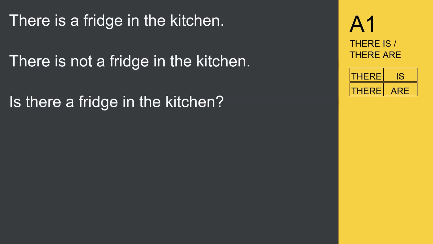There is a fridge in the kitchen. There is not a fridge in the kitchen. Is there a fridge in the kitchen?